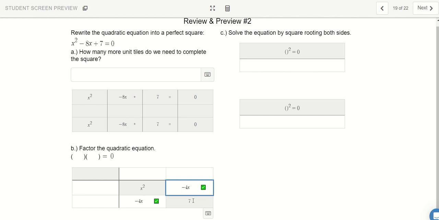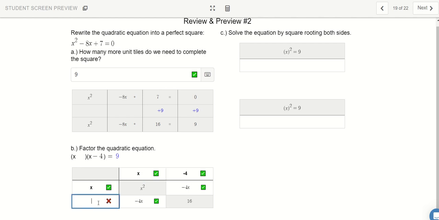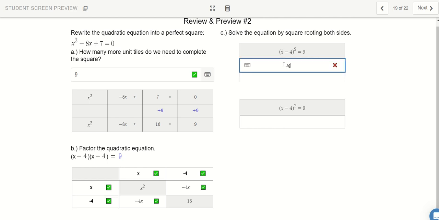But we only have 7 so far. So we're going to add 9 to both sides, plus 9 on both sides. So 7 plus 9 equals 16, and that's how much we need to fill in the gap. And 0 plus 9 is 9 on the right-hand side. Now we can factor this out into a perfect square. So x minus 4 times itself is x minus 4 squared. And what's nice about the perfect square is that we can now square root both sides.